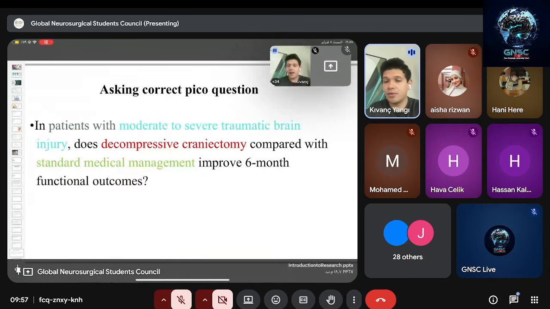Here I brought more examples. For example, in patients with moderate to severe traumatic brain injury, does decompressive craniectomy compared with standard medical management improve 6-month functional outcomes? Blue here is your patient population. Red is your intervention. Green is your comparison group. Whereas 6-month functional outcomes is your outcome. So I hope it looks easy for all of you right now. Next slide.